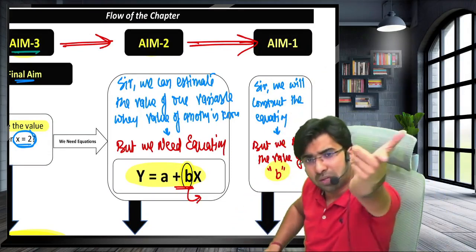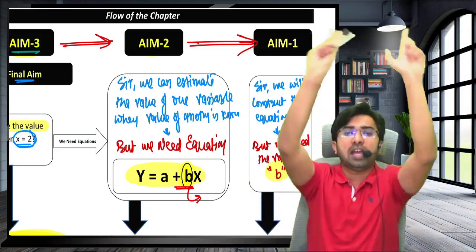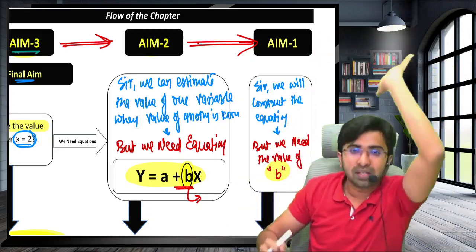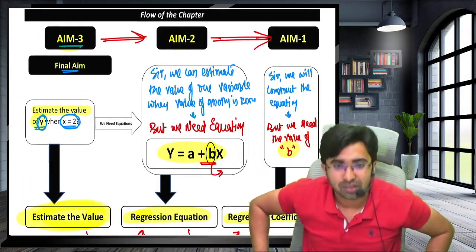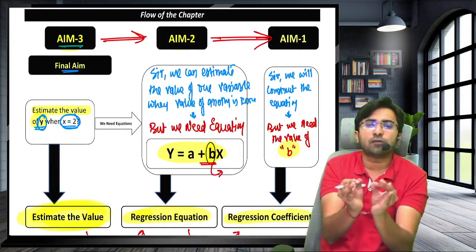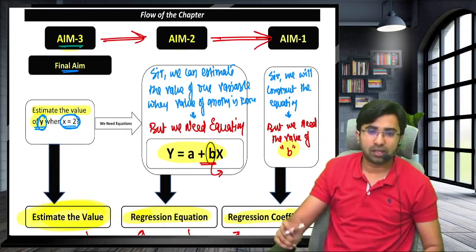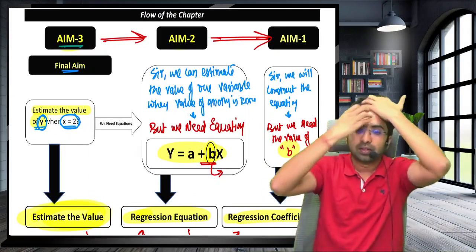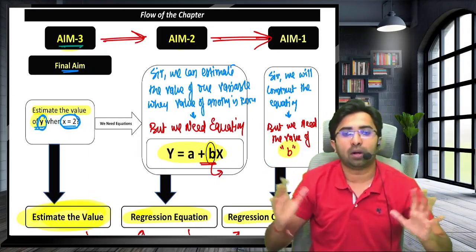You have the equation. Put the value of x and get the value of y. This is my aim number 1. Guys, can I say this is the flow of the chapter? If you understand this flow, this chapter is extremely easy for you, guys. Tell me yes or no. Guys, whether this flow of the chapter is clear or not.